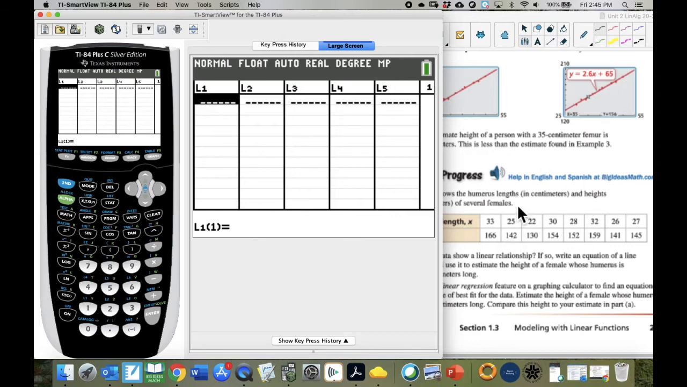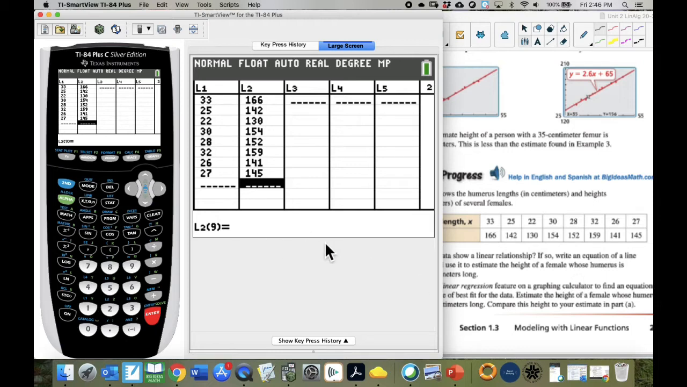And so I need to put this data into my calculator. The L1 is the X column, the L2 is the Y column. So I'm going to enter these numbers into my X and Y columns. Okay, when you have it entered, make sure that they're even. If your columns are not even, you've made a mistake, and your calculator is going to give you an error message down the road. So let's just make sure they're even. If they're not even, go back and look at the page and see where you messed up.